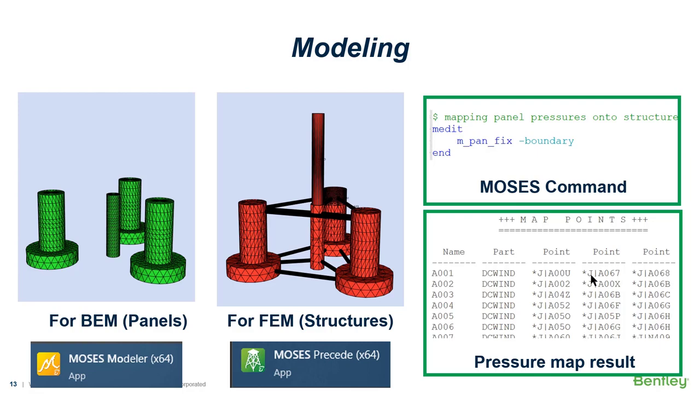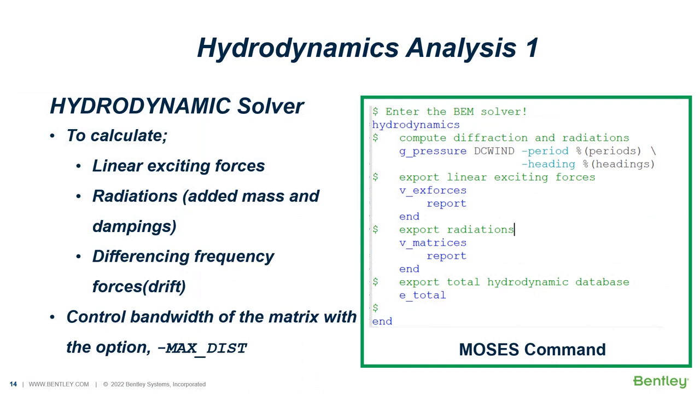The next step is to run the hydrodynamic analysis. We can enter the hydrodynamics menu with this hydrodynamics command. Once we are inside this hydrodynamics menu, we can compute linear exciting forces and also radiations with this gpressure command, generate pressure command. Here we can specify the headings and periods at which hydrodynamic properties will be calculated, and report the result with this vex forces command and v matrices command.